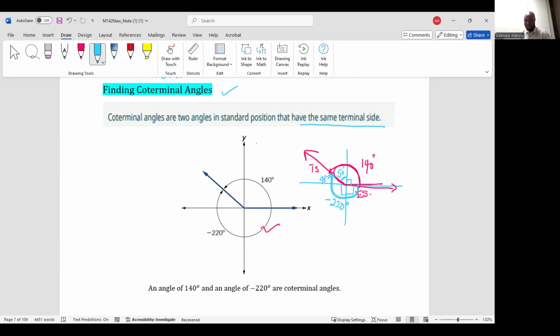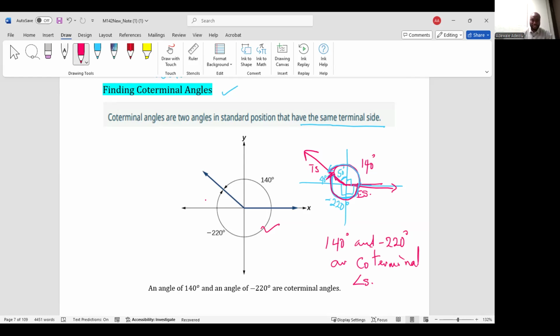Now, the key point is that look at these two angles. Here to here is 140 degrees. Here to here is negative 220 degrees. So we say 140 and negative 220 degrees are coterminal angles also, because they both have the same terminal side.